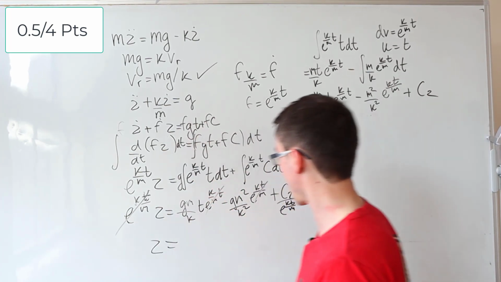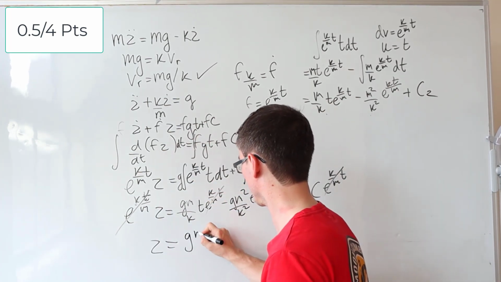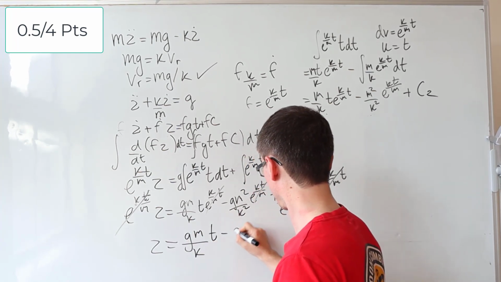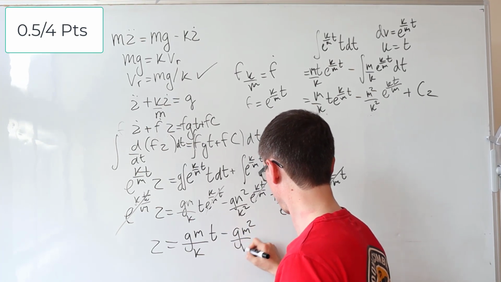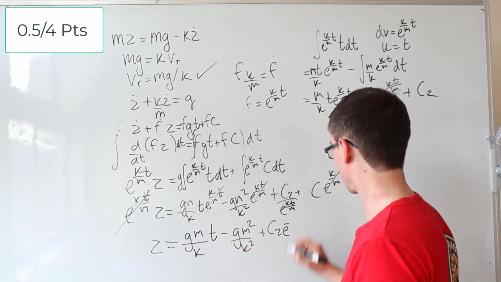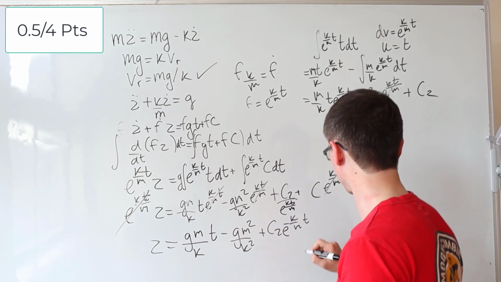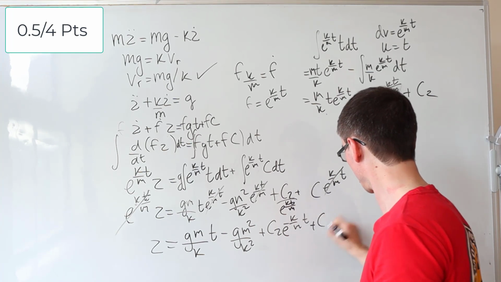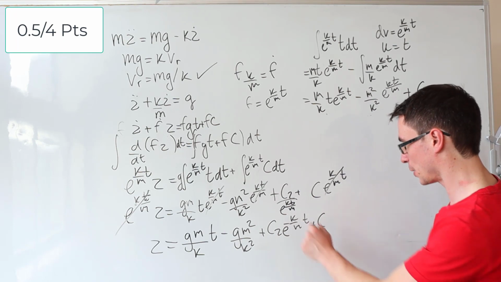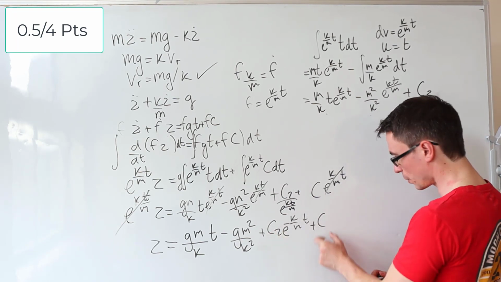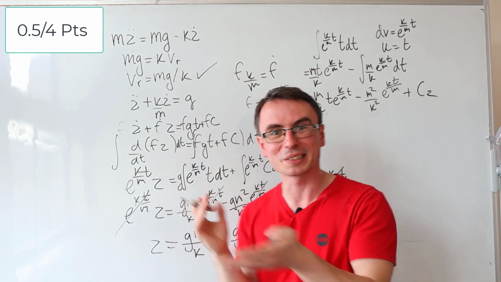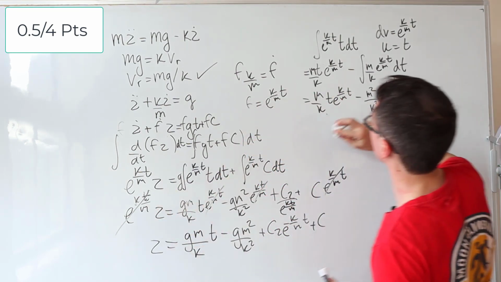We get that z is going to be equal to gm over k times t, take away gm squared over k squared, plus c2 e to the negative k over m t, plus c. And now all we need to do is apply the boundary conditions to find our constant c2 and our constant c. First, we'll probably need to make some space on the board because this question is kind of long.